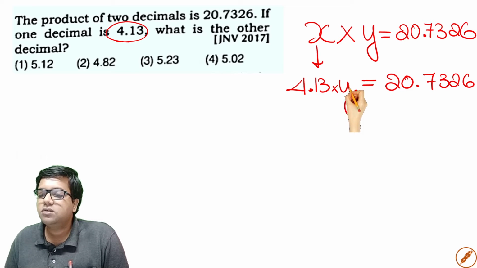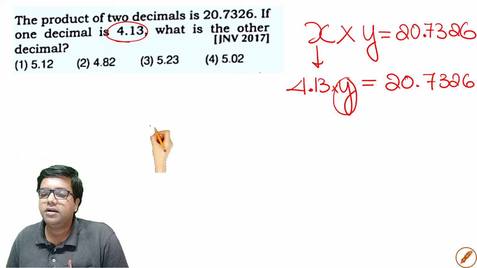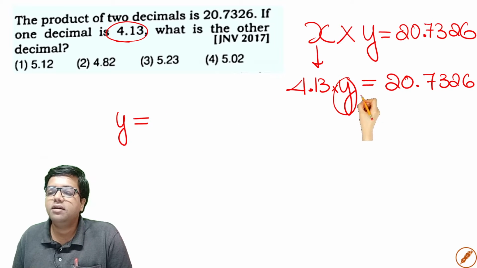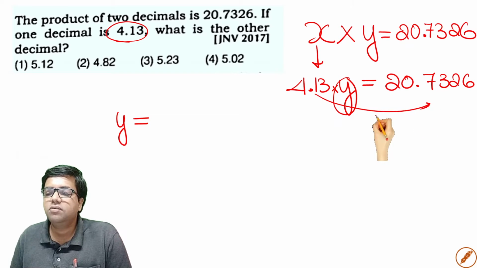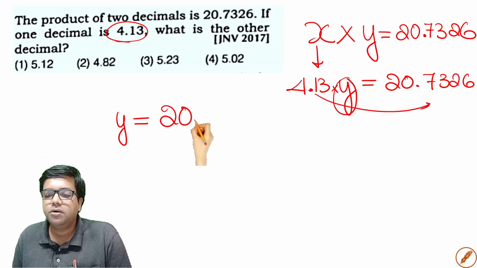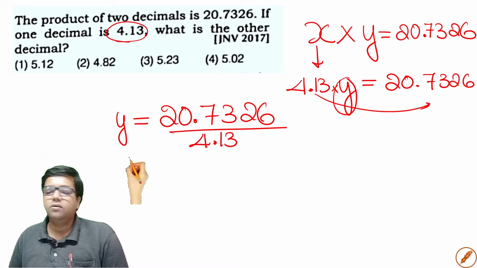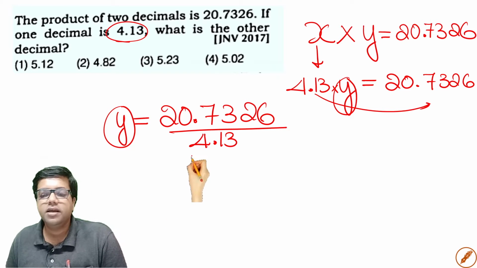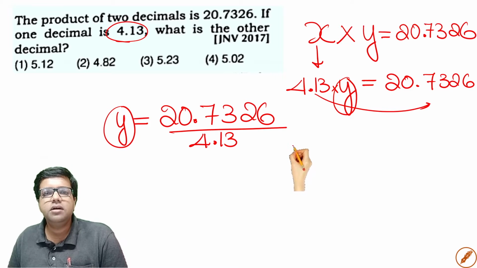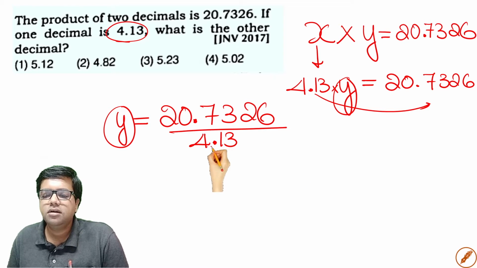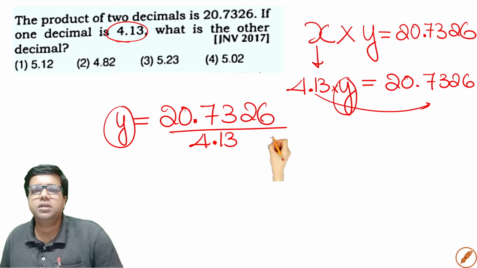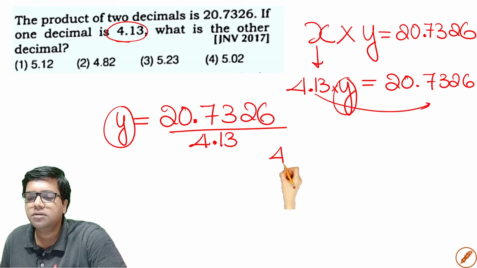So the y will remain here. In order to find the value of y, the y will remain on the left hand side. This will go below, right? This will go to the denominator. 20.7326 divided by 4.13. The only way you can find the value of y is to divide them. So for the moment, forget about these decimal points. You don't have to worry about the decimal points. Just take the whole numbers.